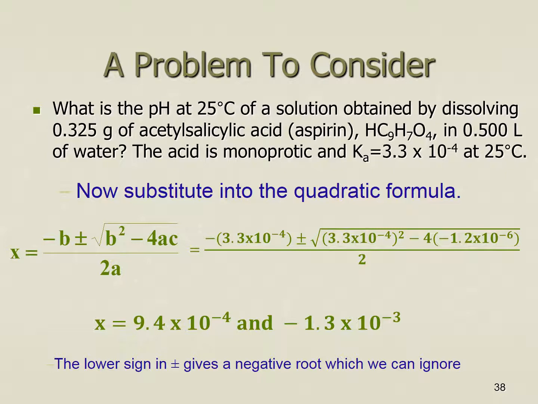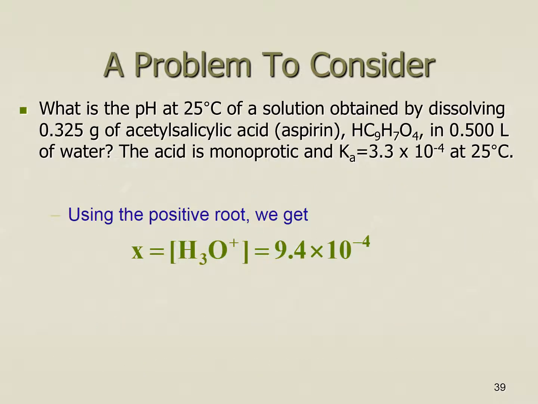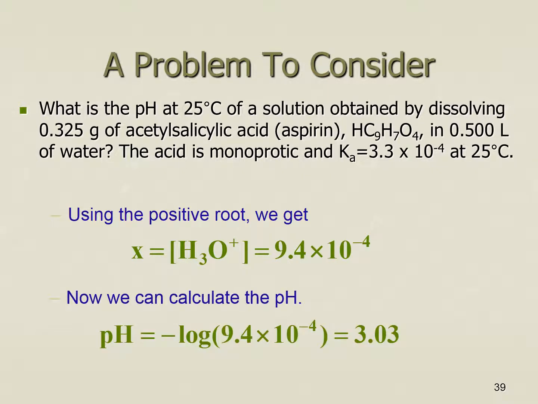Now we can ignore the negative root because there's no such thing as a negative concentration, and so we're just going to go with X equals 9.4 times 10 to the minus 4 molar, and that equals H plus. So X equals H3O plus equals 9.4 times 10 to the minus 4th molar, and we can calculate the pH. The pH is negative log of 9.4 times 10 to the minus 4th, which is 3.03.